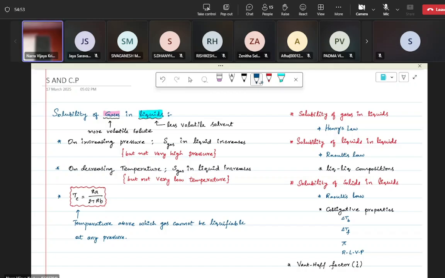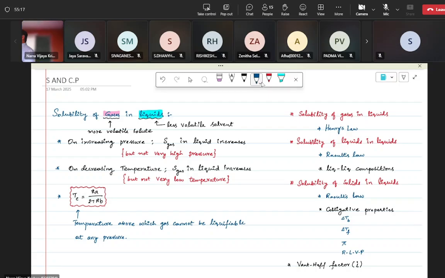For a particular gas, critical temperature is low. What is the meaning of it? At low temperature itself, it cannot convert into liquid. For a particular gas, critical temperature is high means what is its ability to convert into liquid?